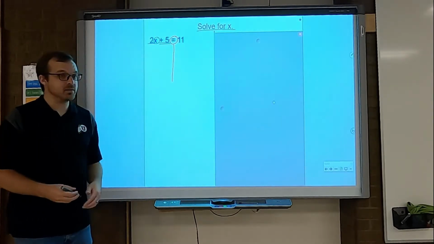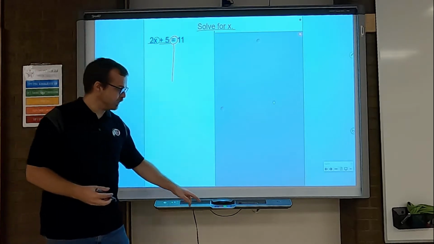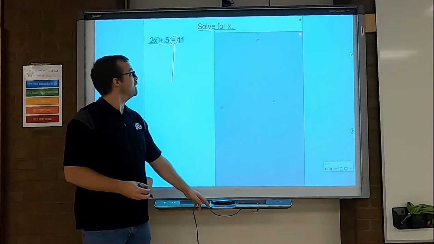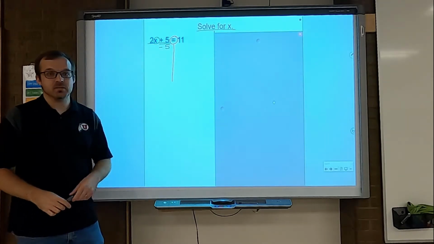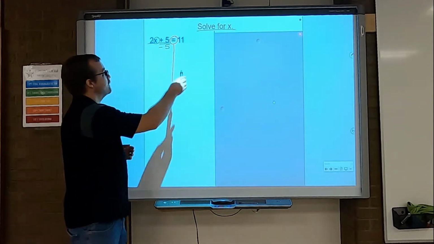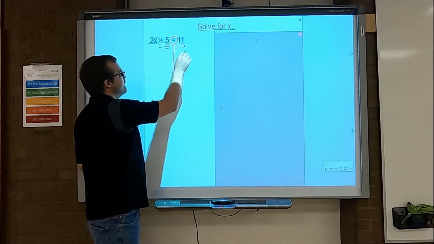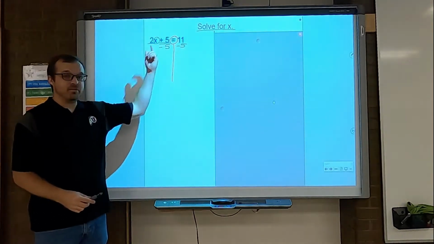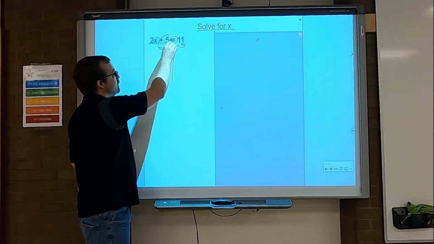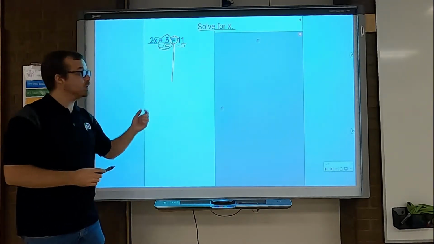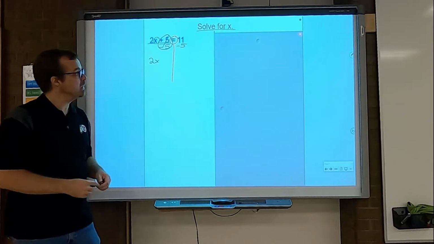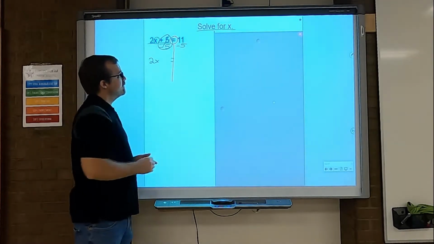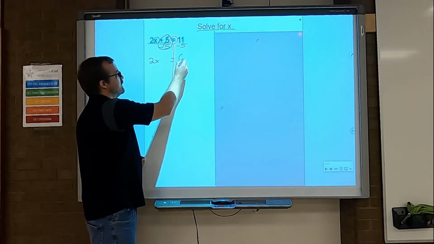So let's get rid of that constant. The constant is plus 5, and the way that we get rid of a plus is to minus. And the subtraction property of equality says if I subtract 5 from the left-hand side, I do have to do it to the other side as well. 5 minus 5 is 0. Now I don't have to bring that 0 down, but I should bring everything else down. I'm going to keep everything nice and organized. 11 minus 5 is 6.